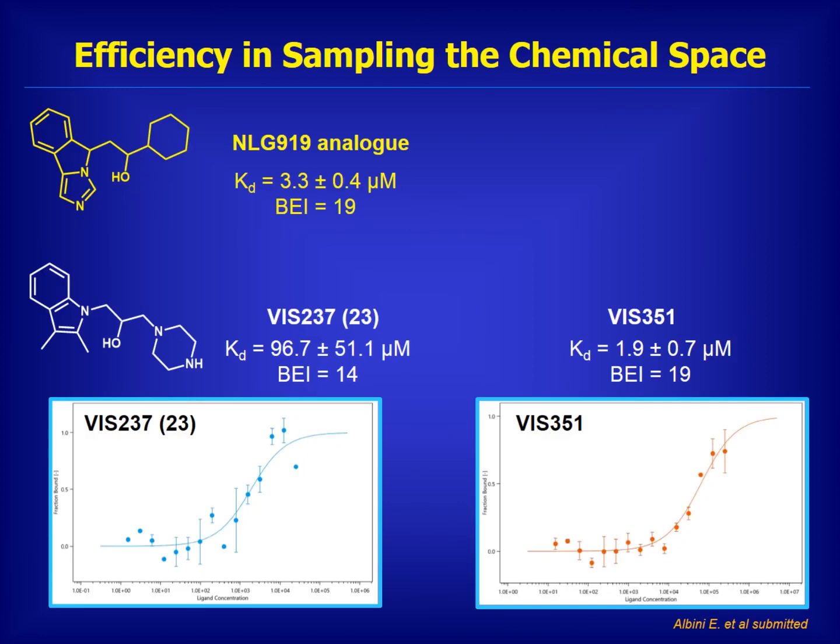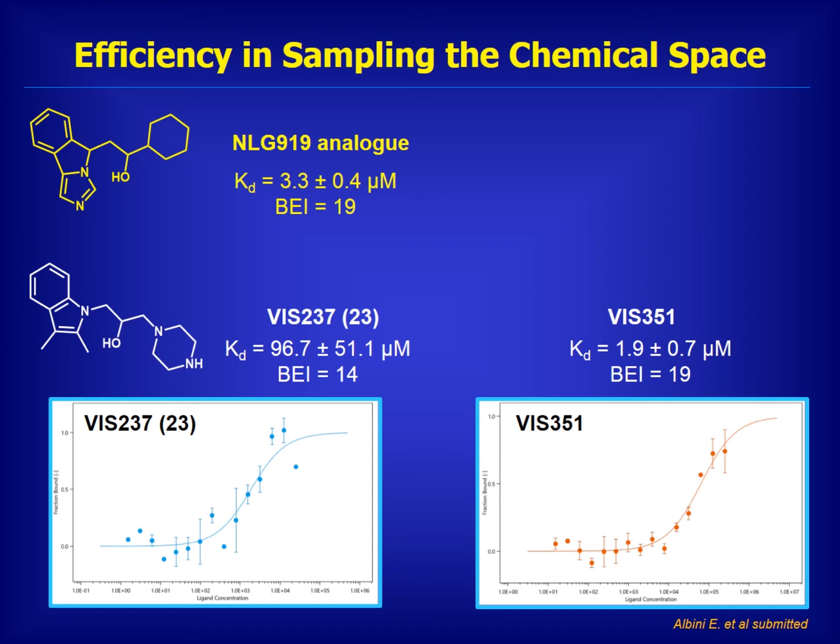Among the tested compounds, in particular, there was one, this 351, that showed a very good potency in terms of binding activity. The association constant is 1.9 micromolar, so actually in the same range of the analog NLG-919, and with an identical binding efficiency index of 90.